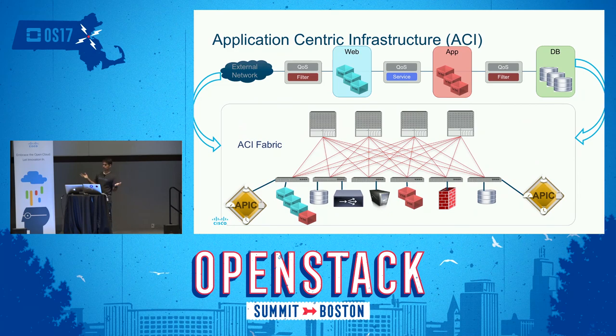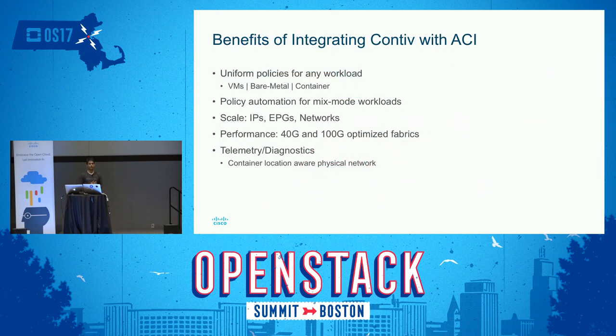Now let's put them together. And that's where we get the wonders of integrating Contiv and ACI, and the very first and key part that we are going for in this presentation is uniform policies for any workload. So you have the mixed mode workload that you're going to build with bare metal components, virtual machine components, containers. And now with this integration, you have the ability to define a uniform policy that works end to end. You get policy automation. You don't need to go to different places and type out some policies and upload them in this place and then define container policies differently and so on.